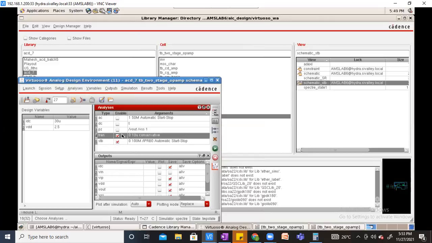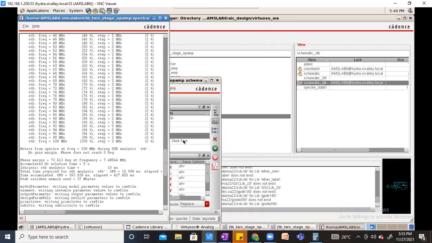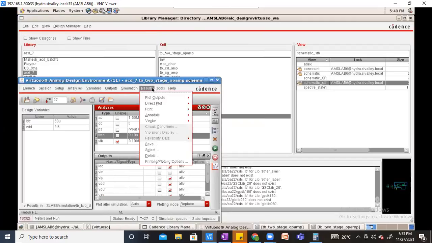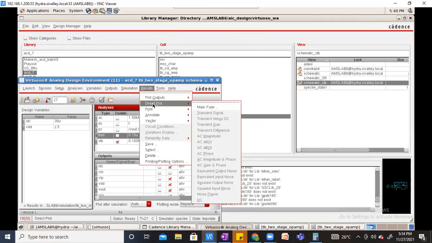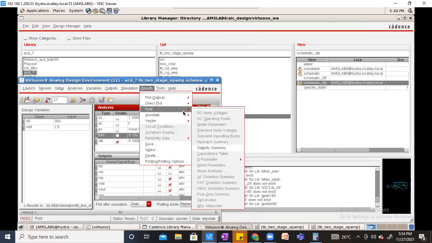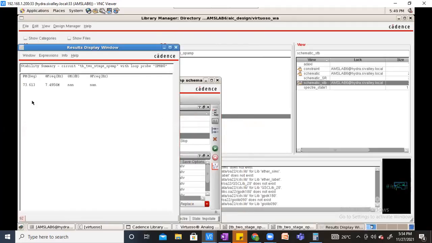Now that stability analysis is added to your analysis menu. Now you can click this simulation. Now the stability analysis is done. Okay. So let's plot the results of the stability analysis. See, if you go to the print, there is some stability summary. Click on that. Yeah, it will give you the phase margin, how much you are qualifying, and at what frequency it is able to qualify the phase margin.